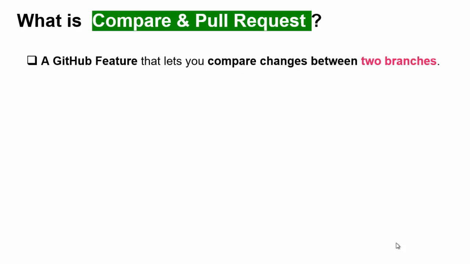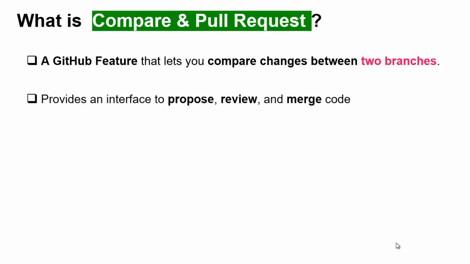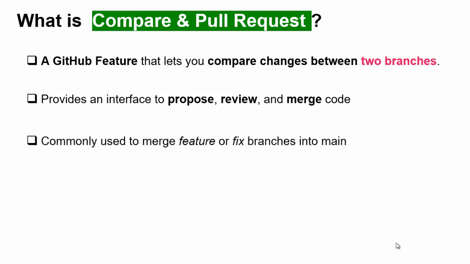What is compare and pull request? It is a GitHub feature that lets you compare changes between two branches. GitHub provides an interface to propose the changes, to review them, and finally merge the code once it is approved. It is commonly used to merge different branches to other branch.